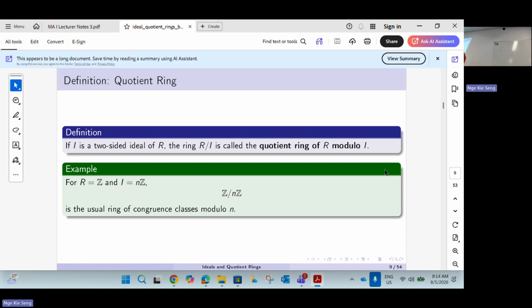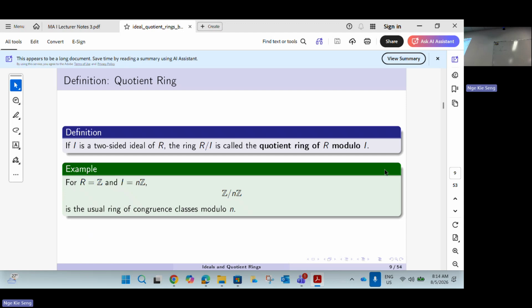Okay. Next is quotient ring. If I is a two-sided ideal of R, the ring R quotient I is called the quotient ring of R modulo I. So we say this is R mod I. Okay, and in this example, Z is a ring.